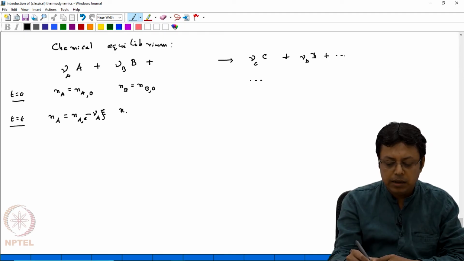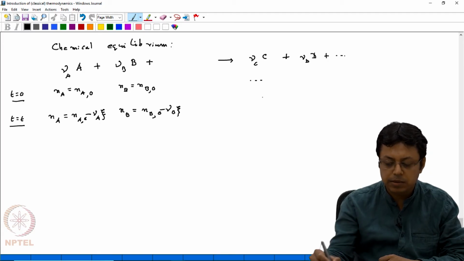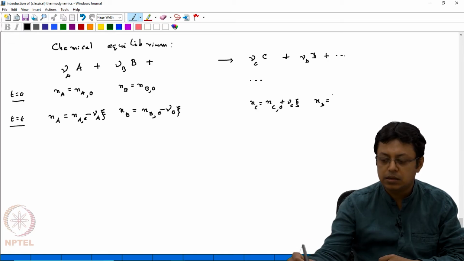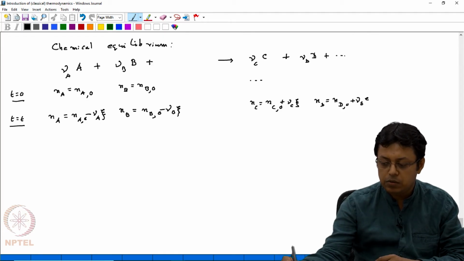And similarly, Nb will be Nb0 minus nu B into xi, and similarly Nc will be Nc0 plus nu C into xi. The plus sign is here because C and D are products, so with respect to time they actually accumulate, and we'll have Nd0 plus nu D into xi.